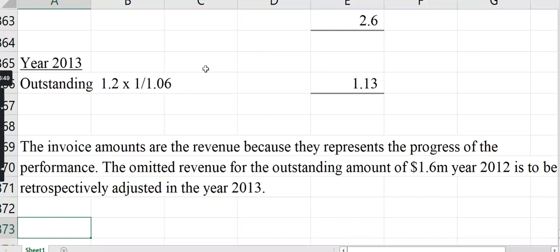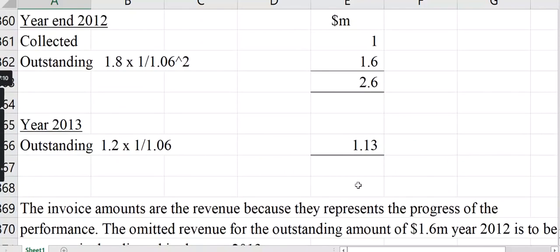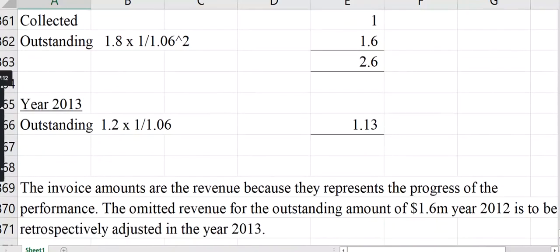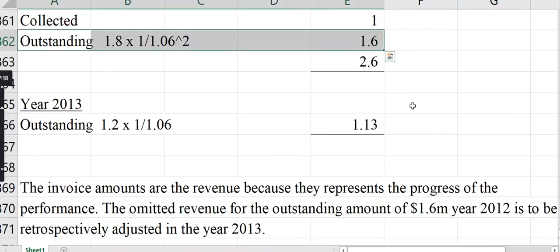Okay, you may choose to stop at this point in the exam because we only have 6 marks for this question. 6 marks is like 10 minutes. But if you want to add one more point, you also can, if you have the time. What is that one more point? We already advised in the answer to retrospectively include the 1.6 million back to 2012. And if you have done that right, we will have a receivable amount.